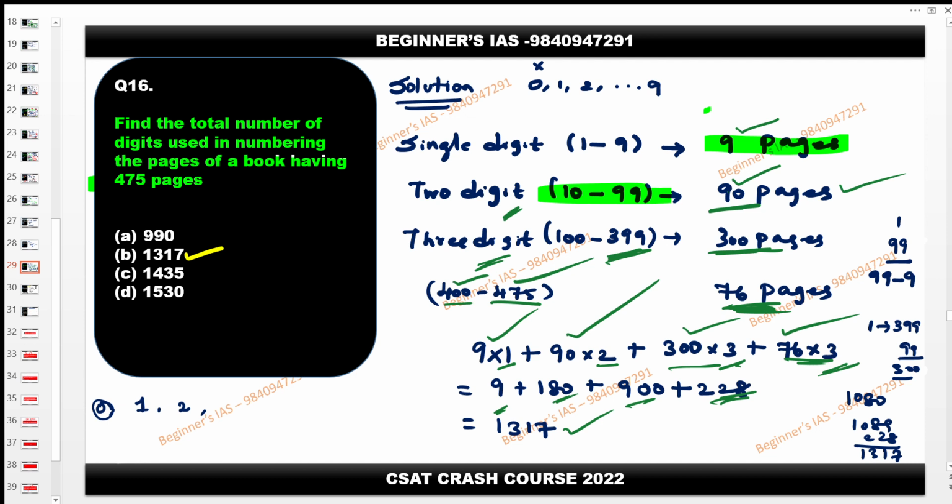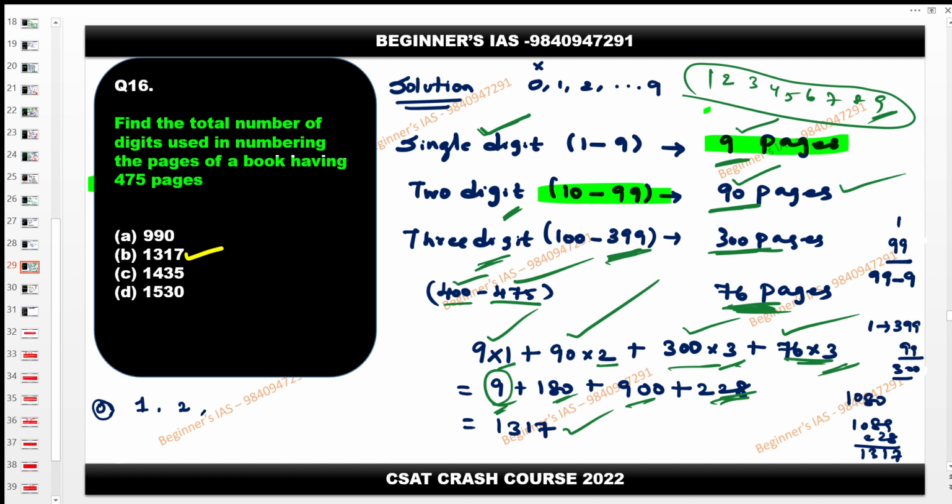Now listen. Single digit: this much is 9 pages. The first page contains 1, then 2, 3, 4, 5, 6, 7, 8, 9. So totally how many pages are here? 9 pages, numbered up to 9. So that is called 9 pages. Clear? Yes, sir. So that is single digit.